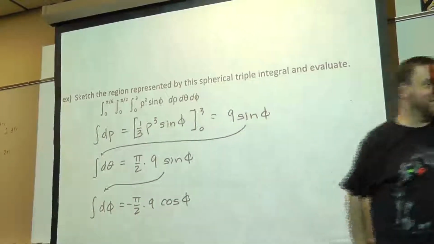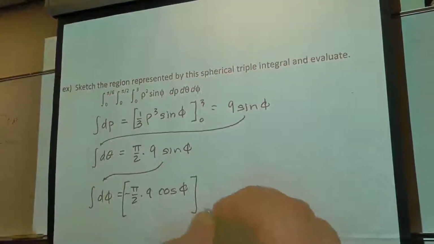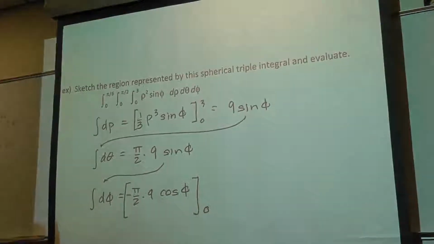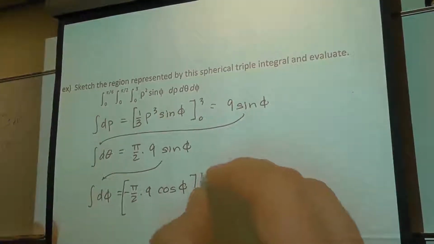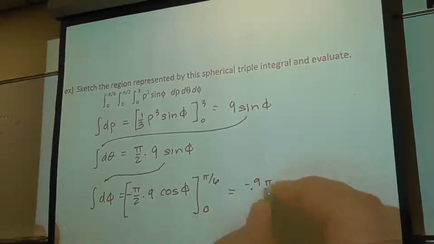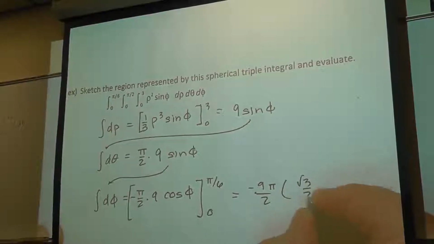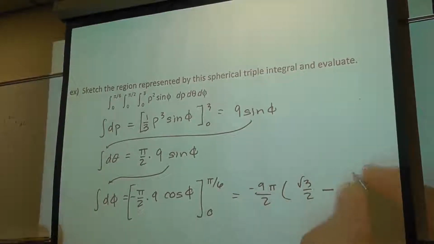1. Keep in mind, watch out for the temptation to wipe everything out. Pi over 6 is square root of 3 over 2. And yes, sorry, you put me on the spot there. So negative 9 pi over 2. Cosine of pi over 6 is root 3 over 2. Cosine of 0 is 1.